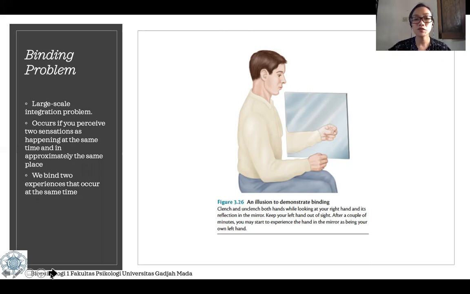You will continually feel your left hand doing the same thing you see the hand in the mirror doing, which is the mirror image of your right hand. So it will look like it's your left hand. Okay, so after 2 or 3 minutes, you may start to feel that the hand in the mirror is your own left hand. So the evidence indicates that we bind experiences that occur at the same time. Still, the theoretical question remained of exactly how we do so.